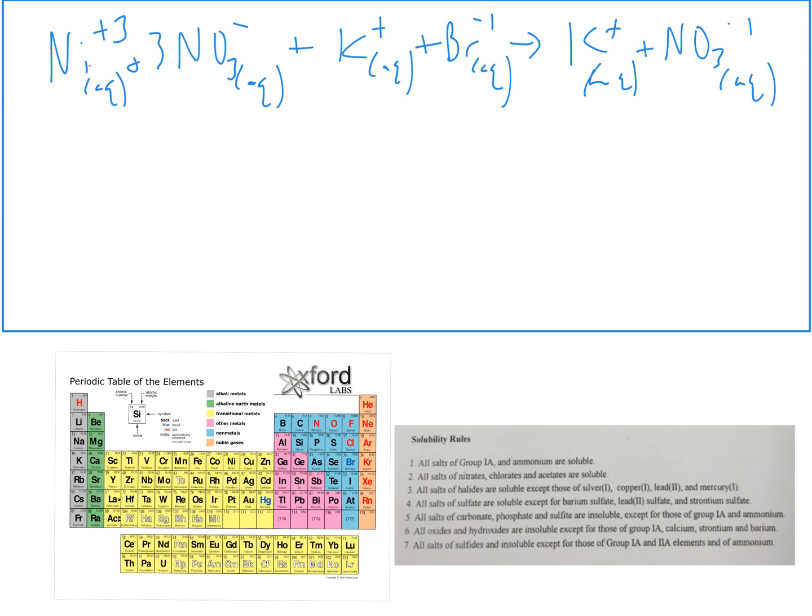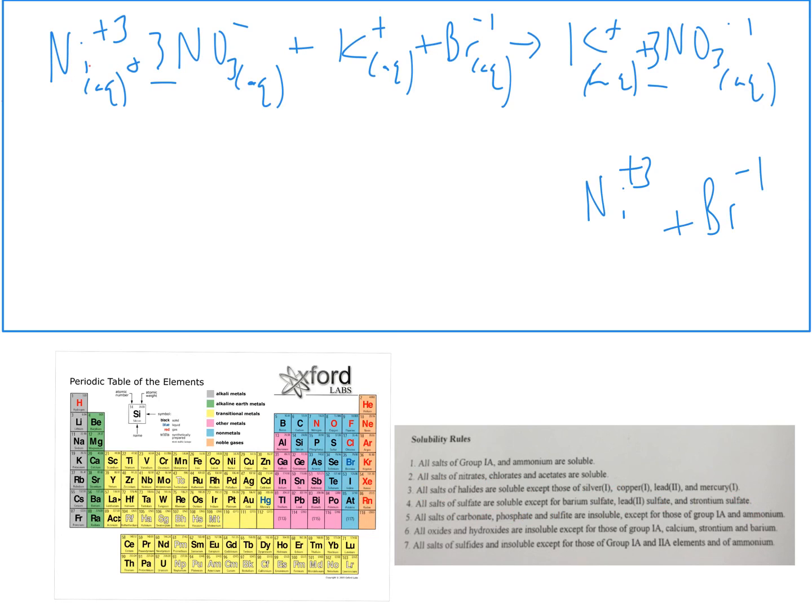And then the only other thing I got to check on is do Br -1 and Ni +3. All right, well, I got a rule about halides, and Br is definitely one of those halides right over here. Halides are soluble unless silver 1, copper 1, lead 2, and mercury 2. Huh, well, that's none of them. So that means that the Ni +3 and the Br -1 are going to stay apart as well. And since I started with 3 on this side, I'm going to need a 3 on this side.